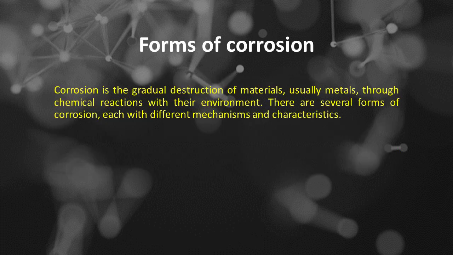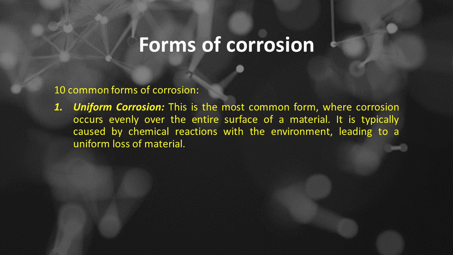Forms of corrosion. Corrosion is the gradual destruction of materials, usually metals, through chemical reactions with their environment. There are several forms of corrosion, each with different mechanisms and characteristics. 10 common forms of corrosion are the following. Number 1 is called uniform corrosion.